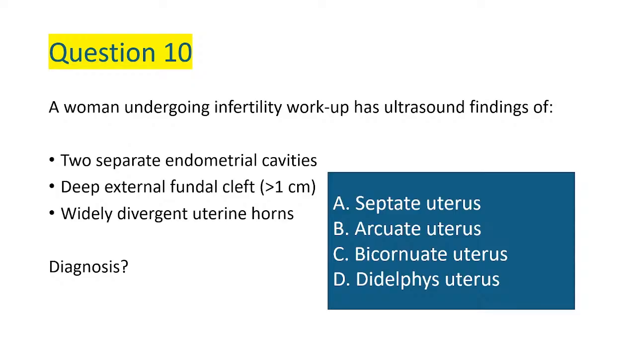A woman undergoing infertility workup has ultrasound findings of 2 separate endometrial cavities, deep external fundal cleft above 1 centimeter, widely divergent uterine horns. What is the most likely diagnosis? A. Septate uterus. B. Arcuate uterus. C. Bicornuate uterus. D. Didelphys uterus.